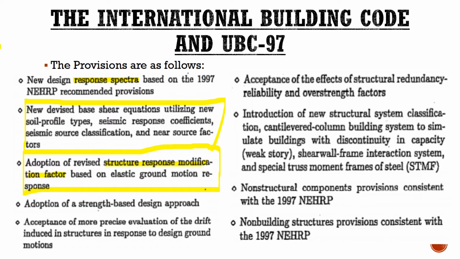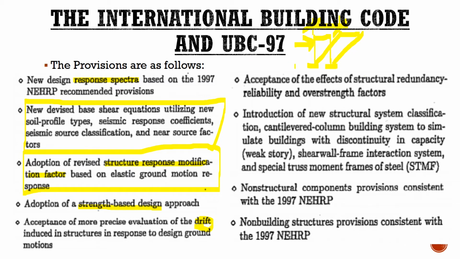Adoption of strength-based design approach. Acceptance of more precise evaluation of the drift induced in structures in response to design ground motion. These are the drift limitations. Drift is the displacement of the building. For example, when a building is subjected to lateral load, it moves in one direction, exaggerating a bit. That movement from the original position is called drift, the horizontal movement.